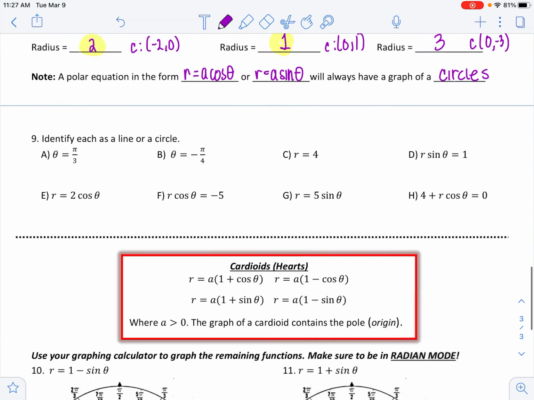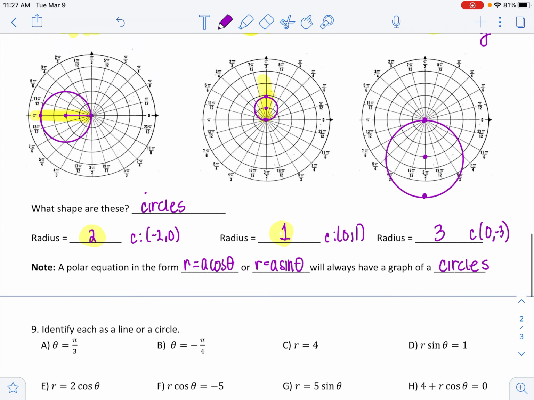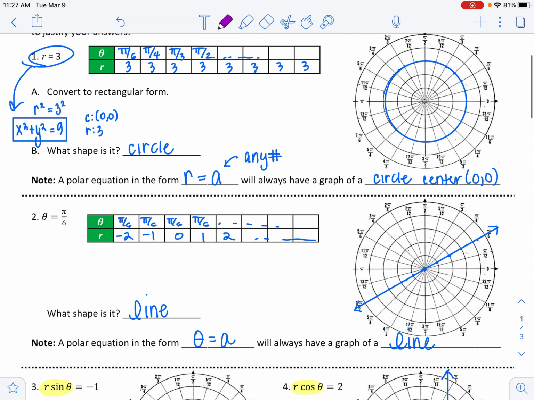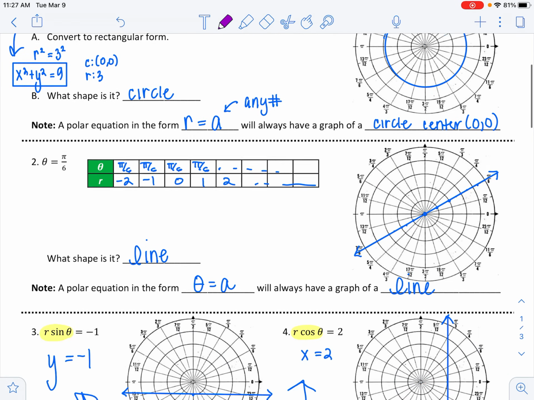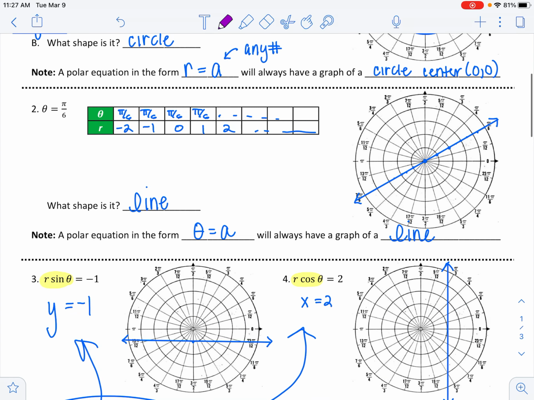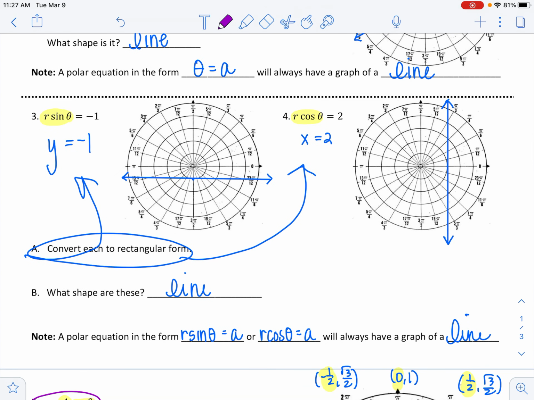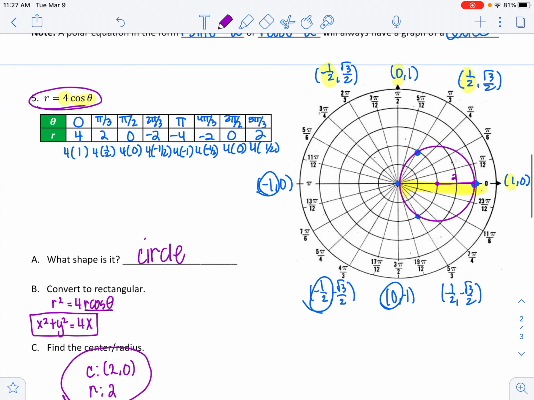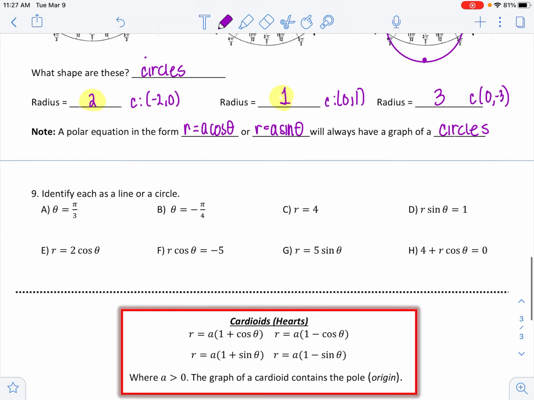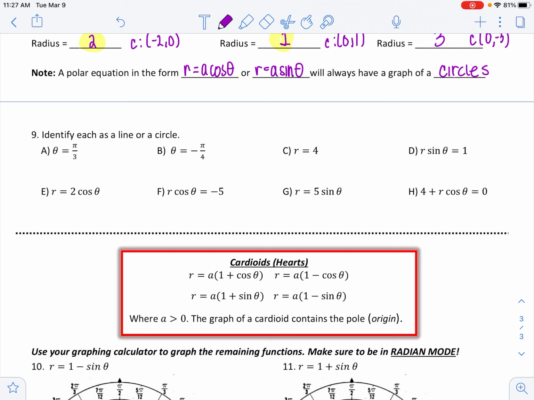All right, I'm going to move Desmos out of the way for a moment because I'm going to recap, because I'm going to have you pause the video and try number 9 on your own, okay? So if you see r equals a number, circle. If you see theta equals an angle, line. If you see r sine of theta equals a number, r cosine of theta equals a number, line. If you see r equals a number cosine of theta, or r equals a number sine of theta, it's a circle. Go ahead and pause the video, try number 9. See if you can identify all of these 8, and then I'm going to ask you follow-up questions on 3 of them.